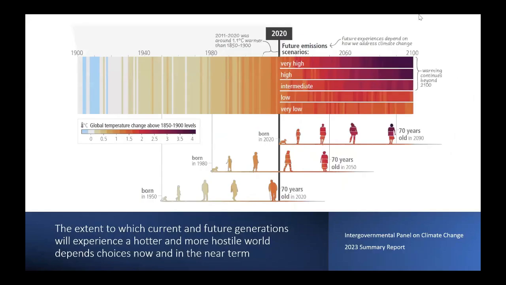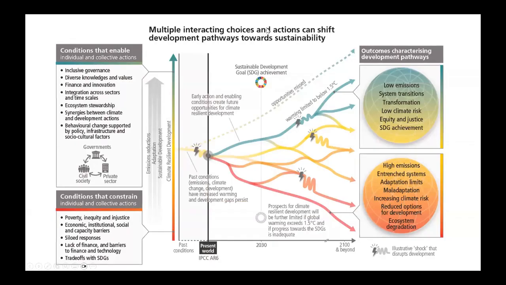And this is just another diagram to show that as the temperature increases, so does the severity of the impact it's going to have on children and youth, and how more and more hostile the environment is going to become. There we go. My computer's not cooperating.